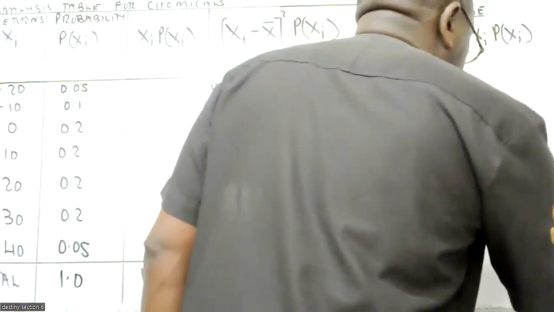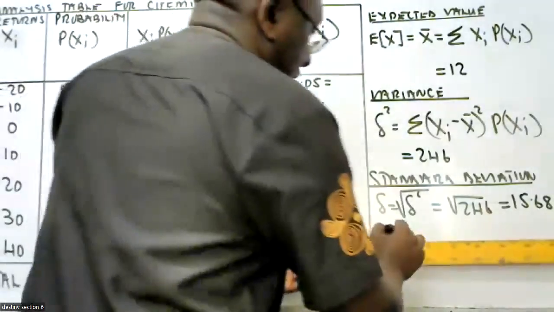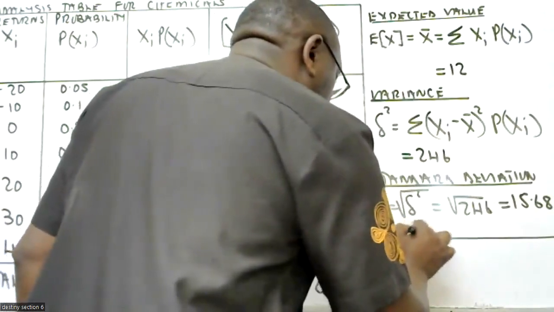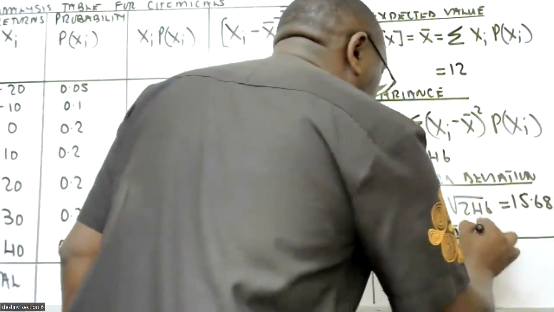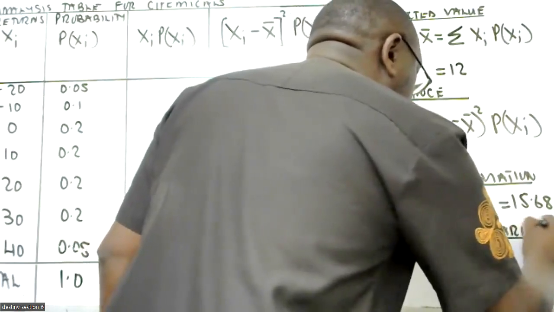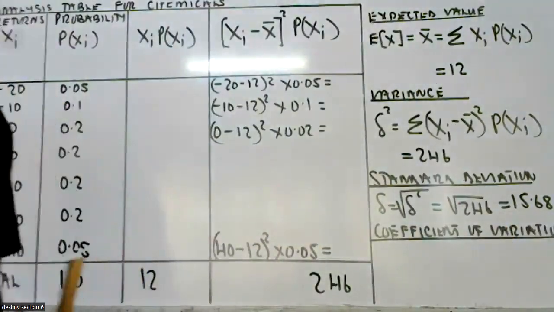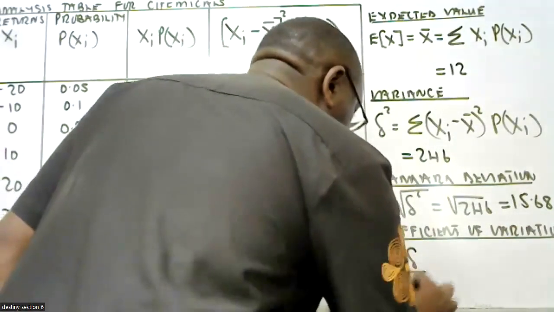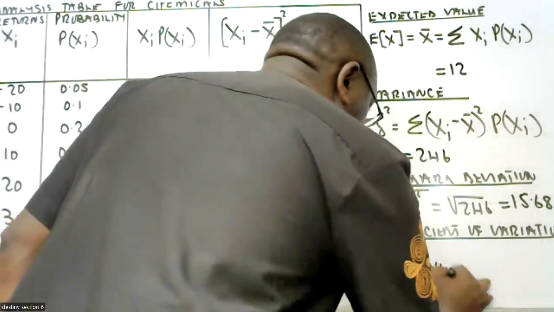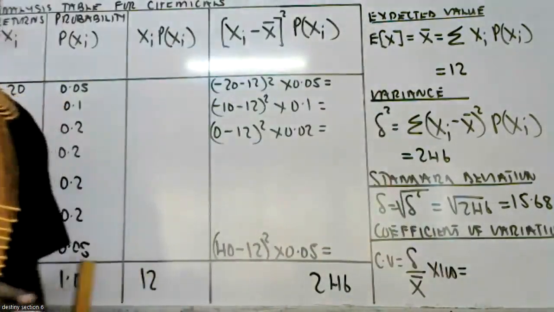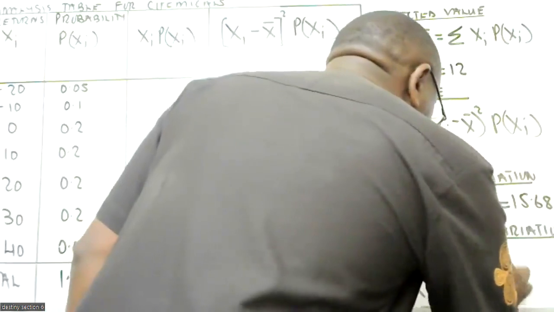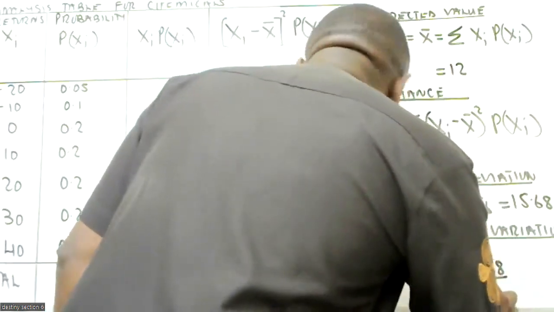15.68. The next one is coefficient of variation. Now the coefficient of variation, CV, we know is given as standard deviation divided by the mean times 100. So this is the 15.68 divided by the mean of 12 times 100.